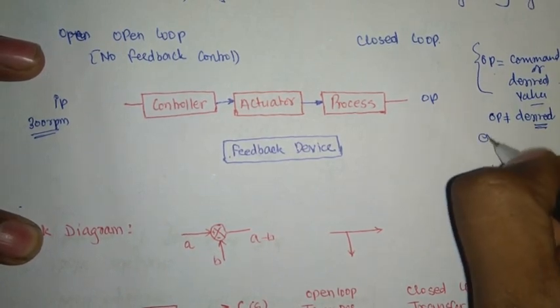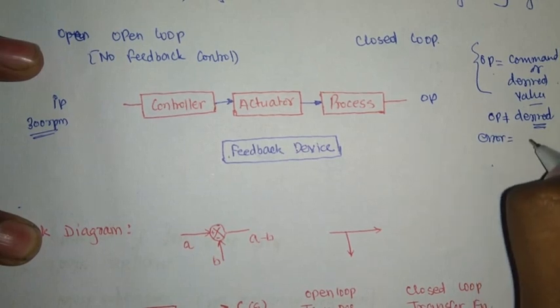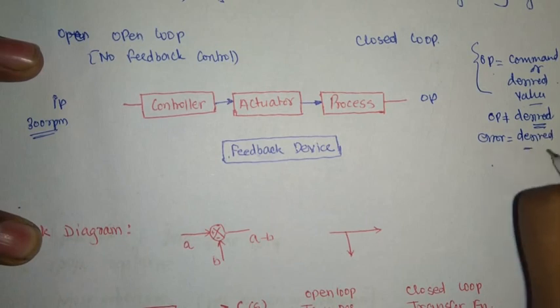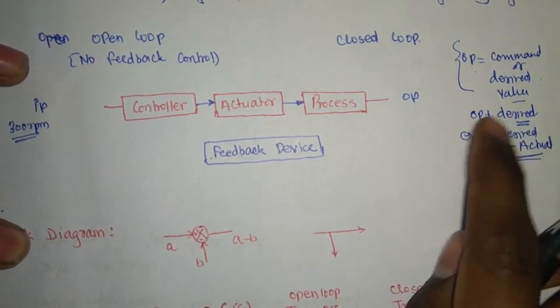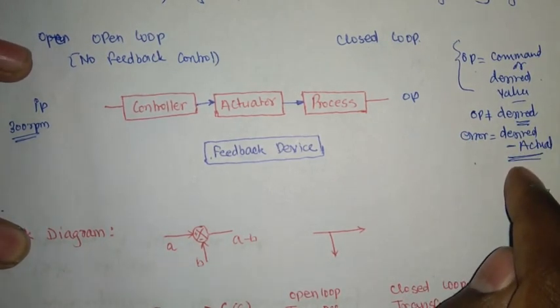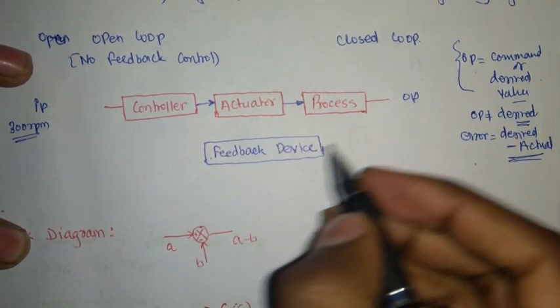And how much is that error? The error will naturally be equal to whatever desired output I wanted minus the actual output. That is the error value. Okay, so I need my system to act based upon this particular error. Okay, so how am I going to measure the error? Based upon a feedback control.